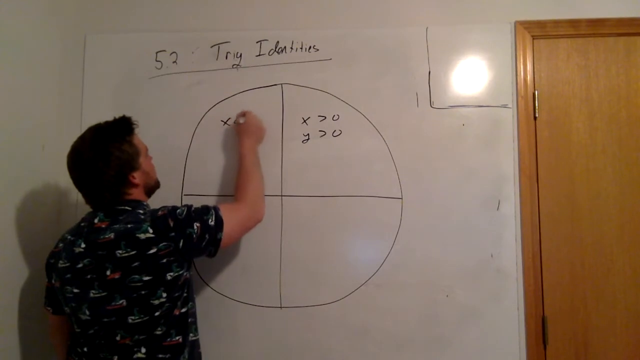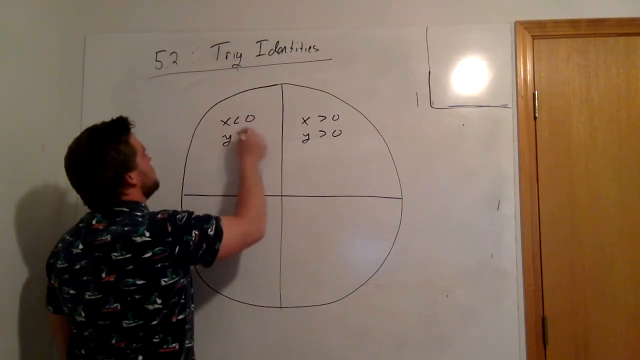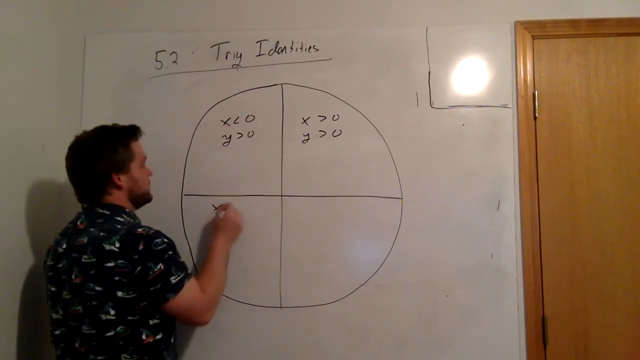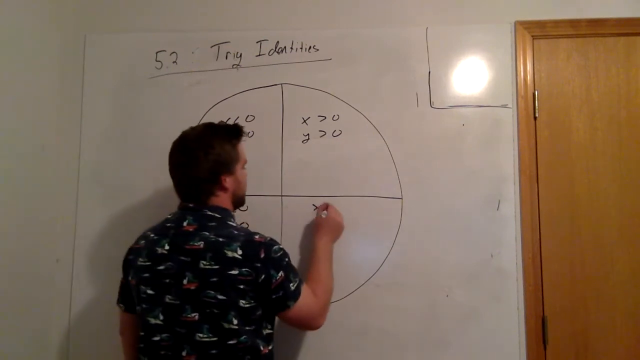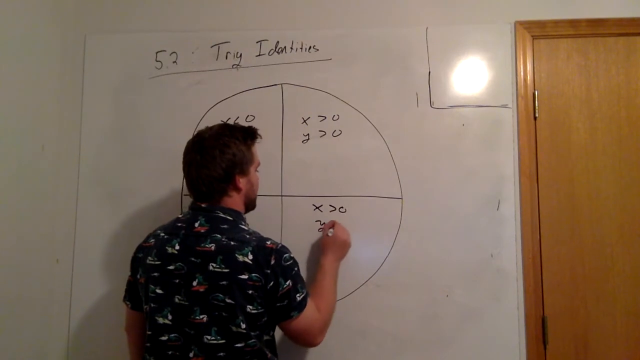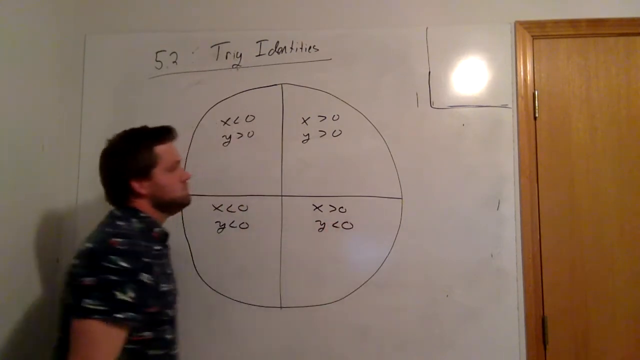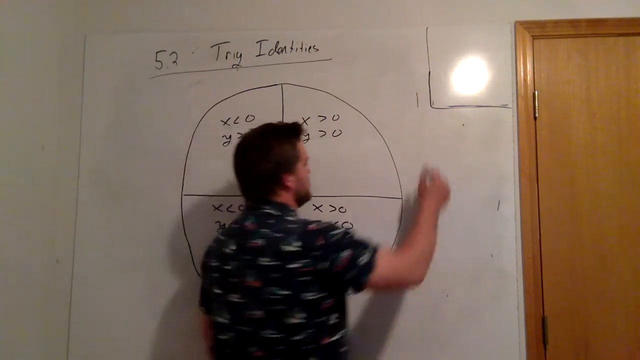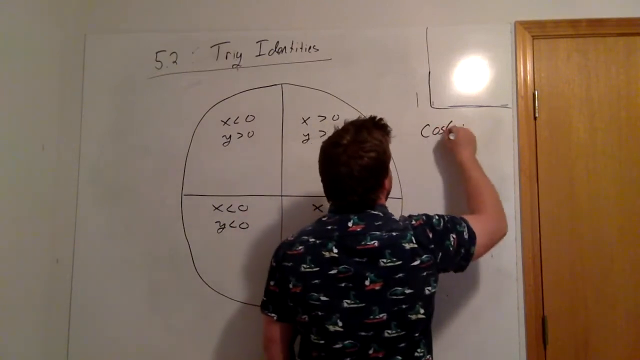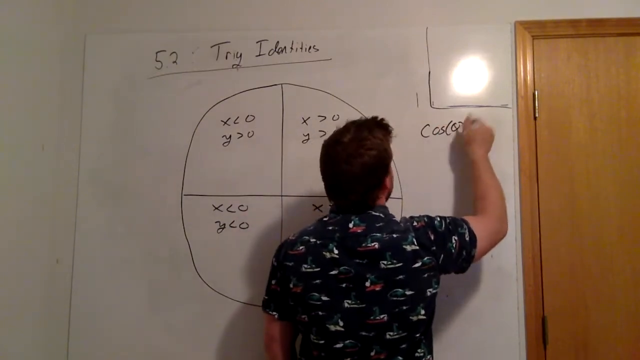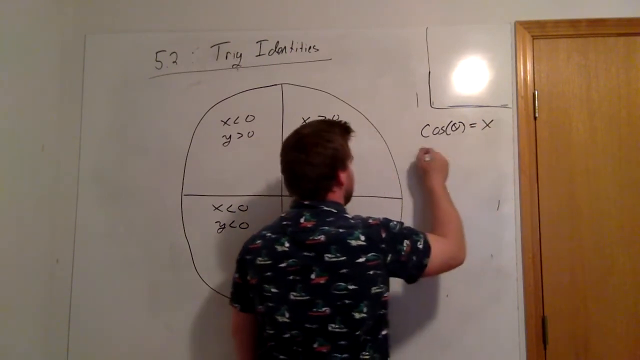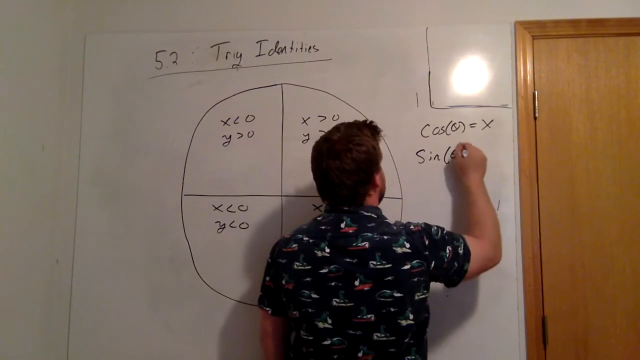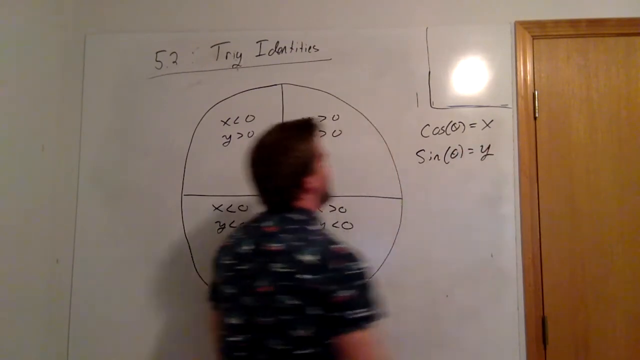Here x is negative, y is positive. Over here x is negative and y is negative. Here x is positive and y is negative. But remember, we discovered on the unit circle that the cosine of theta, or the cosine of t, whichever you want to use here, is the same thing as the x-coordinate, and the sine of theta is the same thing as the y-coordinate.